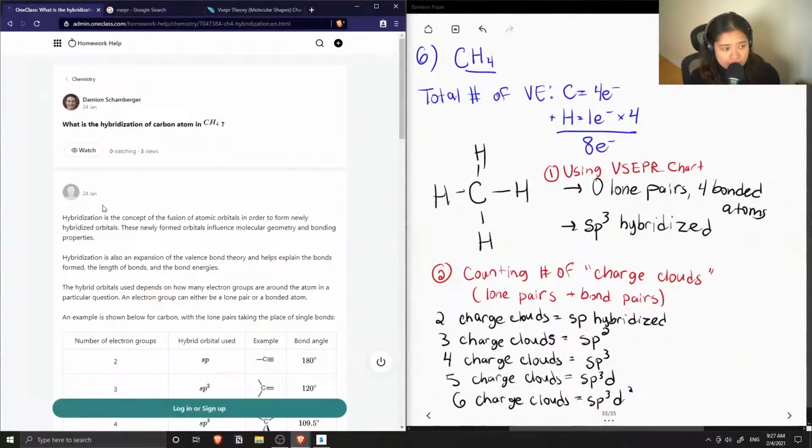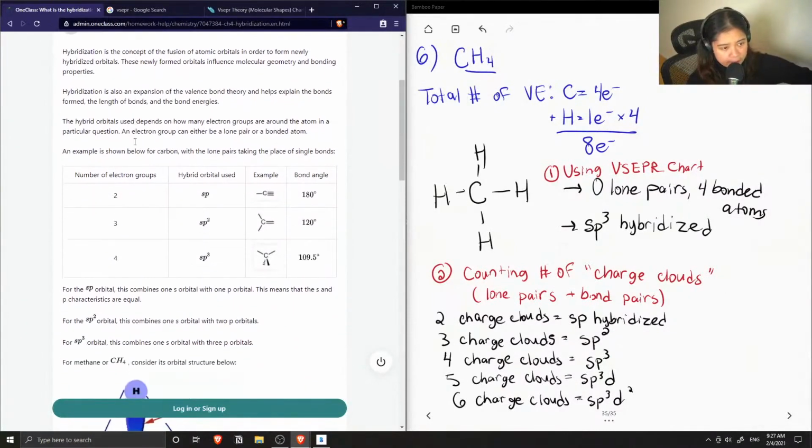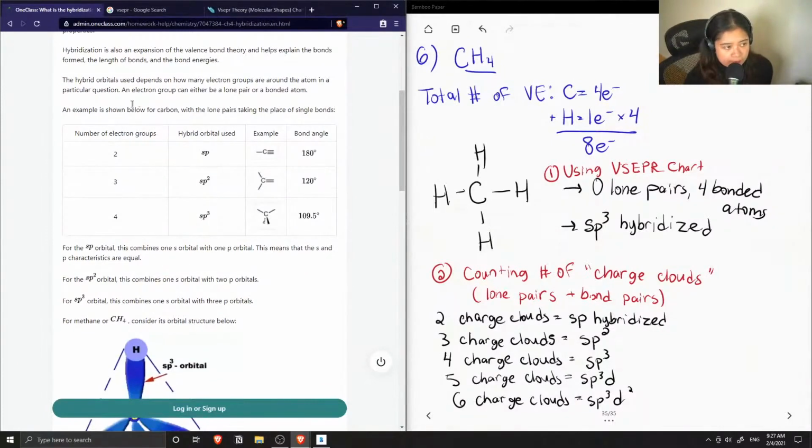And let's see what the junior tutor said. Hybridization is the concept of the fusion of atomic orbitals in order to form newly hybridized orbitals. These newly formed orbitals influence molecular geometry and bonding properties. Hybridization is also an expansion of the valence bond theory and helps explain the bonds formed, the length of bonds, and the bond energies. The hybrid orbitals used depend on how many electron groups are around the atom in a particular question. An electron group can either be a lone pair or a bonded atom.